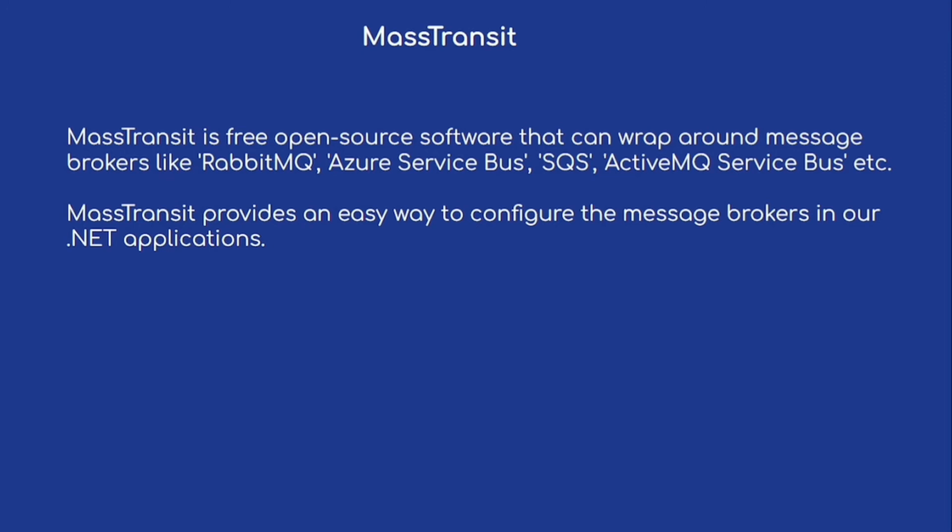Okay, so I have also mentioned that along with RabbitMQ, we are also going to use MassTransit, right? So what is MassTransit? MassTransit is a free open source software that can wrap around message brokers like RabbitMQ, Azure Service Bus, SQS, or ActiveMQ. It is a software to handle the message brokers very easily. It can be very helpful for the configuration. MassTransit makes the configuration with the message brokers very easy.